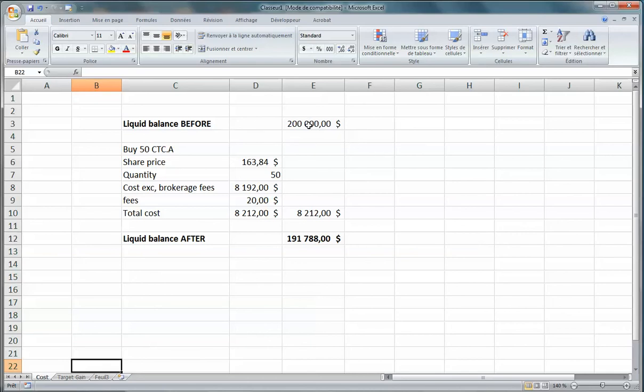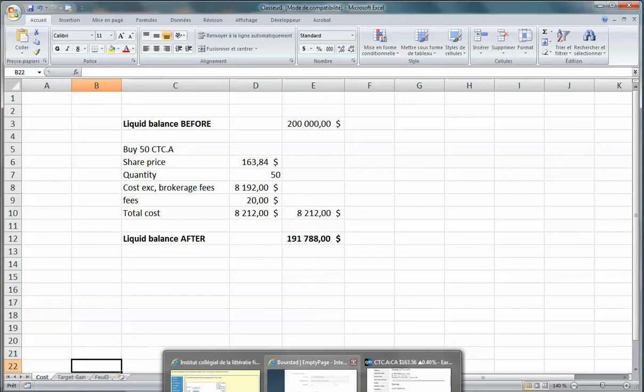I start with $200,000 in Canadian money. The share price is $163.84. I want to buy 50 shares, so that would be $8,192, but I have to add $20 for brokerage fees, so the total cost will be $8,212. So after the transaction, I'll be left with $191,788. So we can go back to the application.